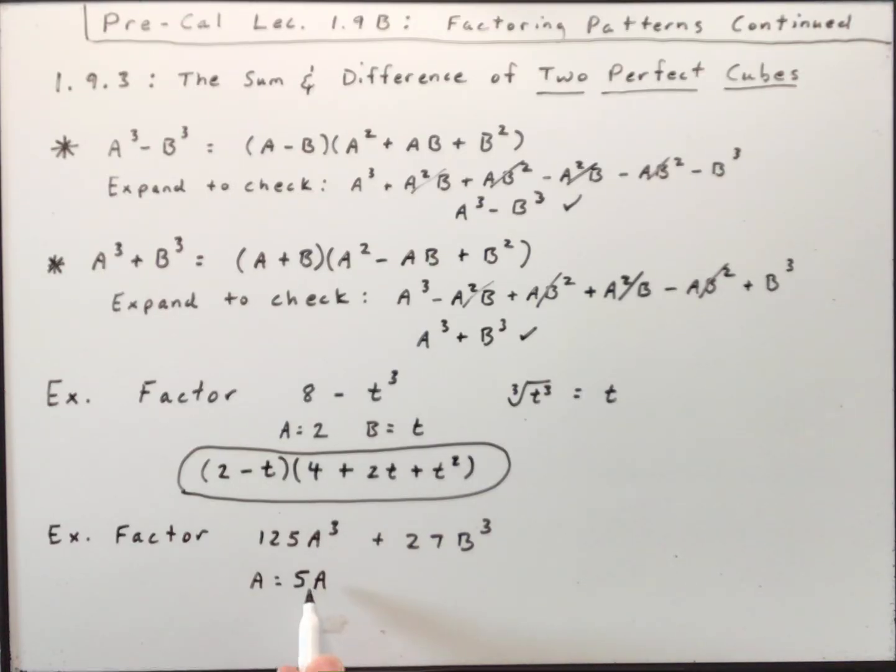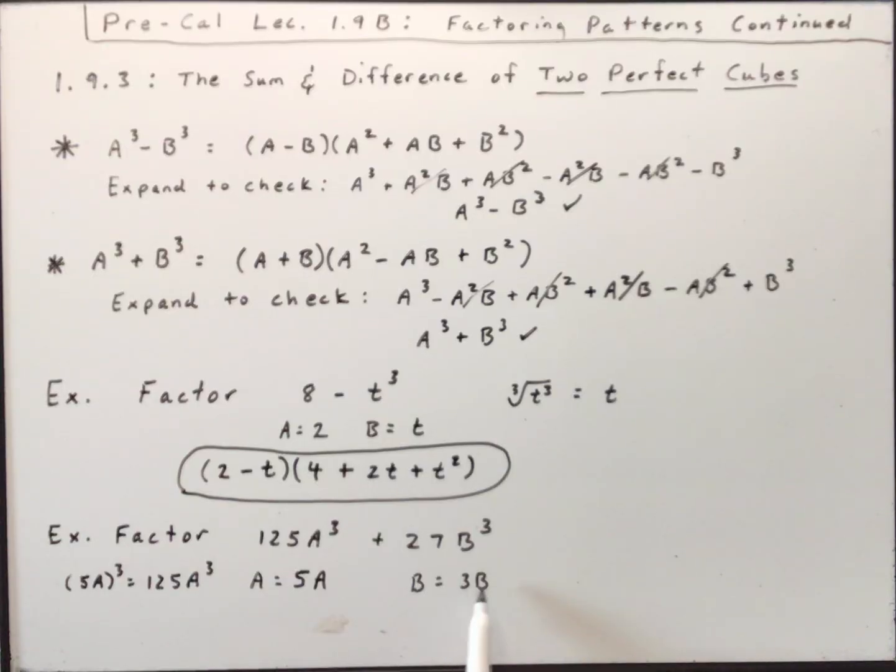If you cube this back, just to check, 5a cubed, 5 is cubed, so that's 125. A is cubed, that'd be a cubed. So that's what we're talking about. B, what's the cube root of 27? It's 3. So b is 3b.